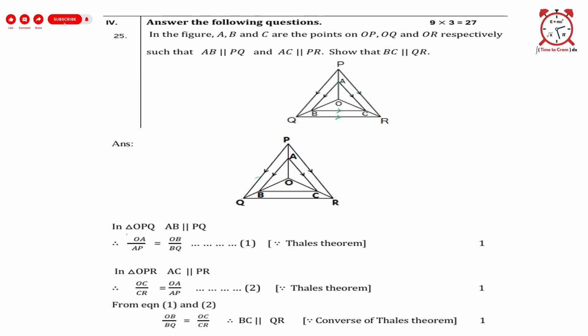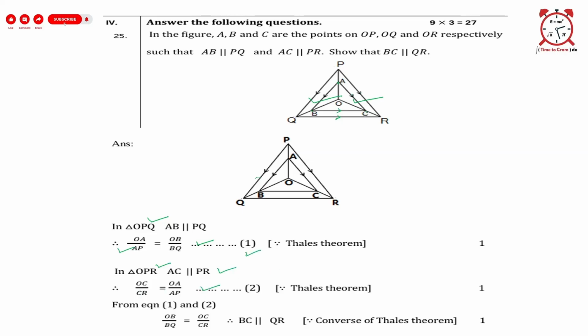So for that, first of all we will take the triangle OPQ. By using the Thales theorem, we will have the ratio OA upon AP equal to OB upon BQ. In the same way, let us use again the Thales theorem for triangle OPR, because there also the line AC is parallel to PR. So OC upon CR equal to OA upon AP. So this is the second result.